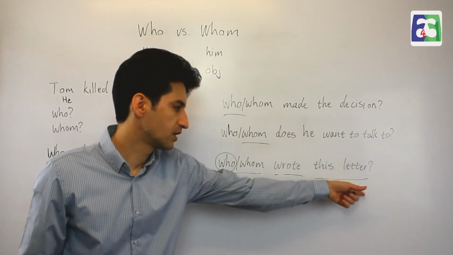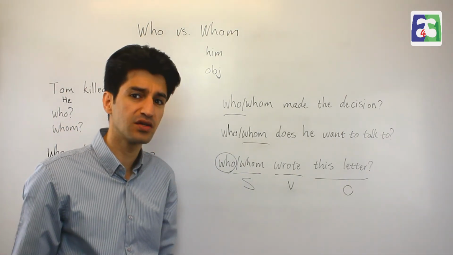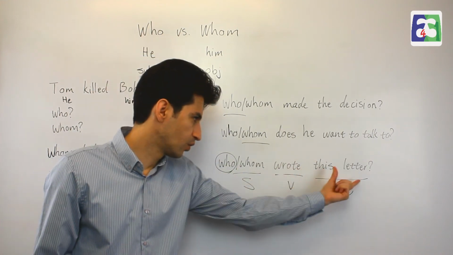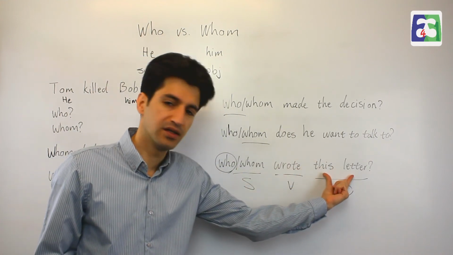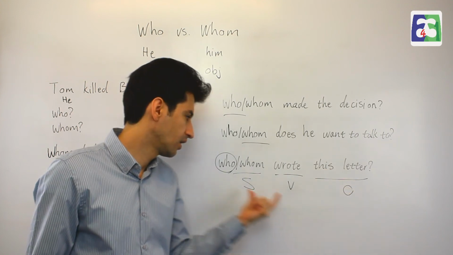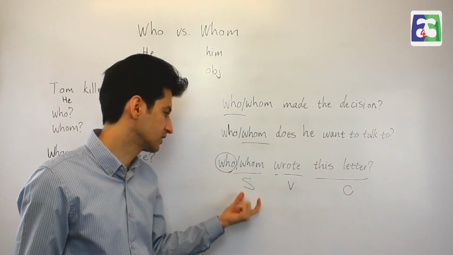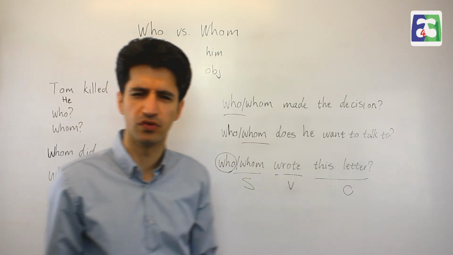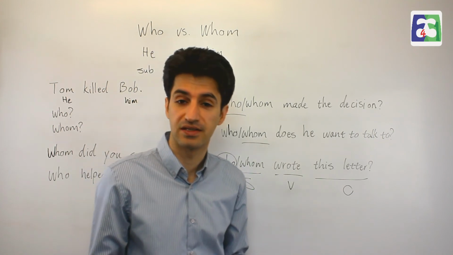In that case, this one, which asks about the subject, is needed. Who wrote this letter? I can't say whom wrote this letter because actually what is receiving the action is already in the sentence. I'm not looking for that. I am looking for the one that is not in the sentence. So that's why I use who for this as my answer.